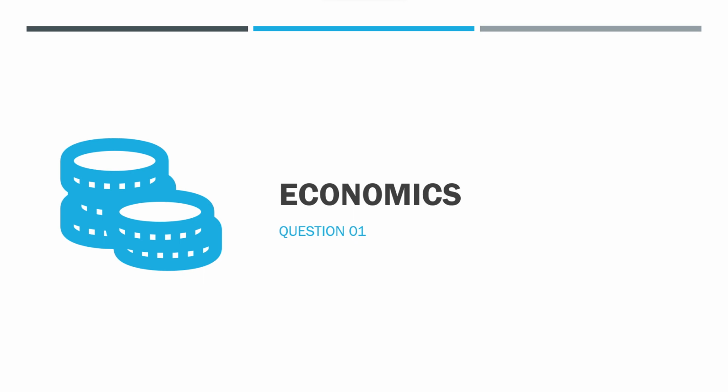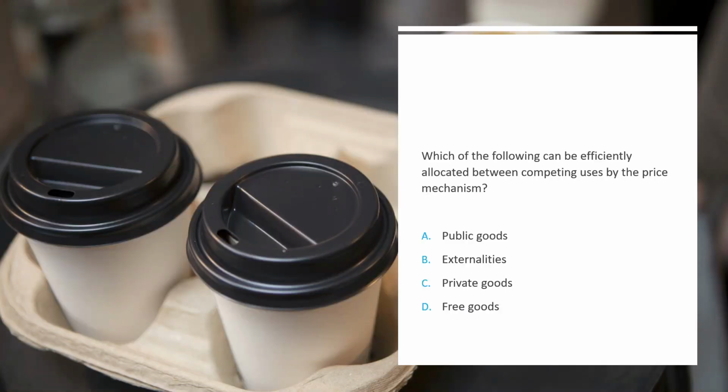The question is, which of the following can be efficiently allocated between competing uses by the price mechanism? Option A, public goods. Option B, externalities. Option C, private goods. Option D, free goods.